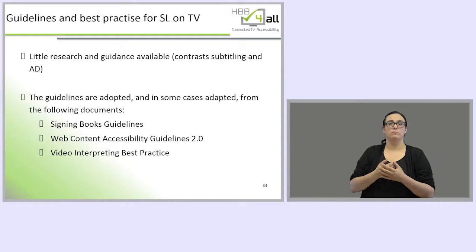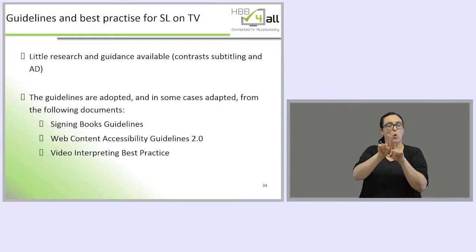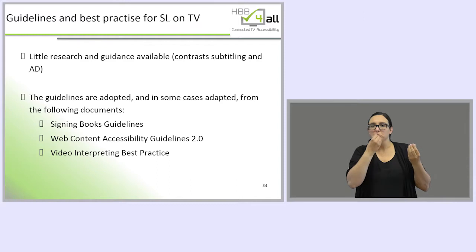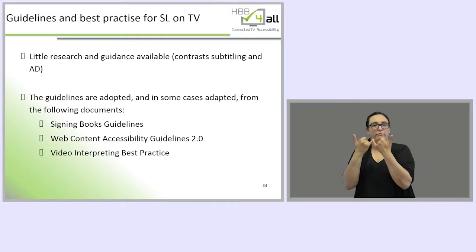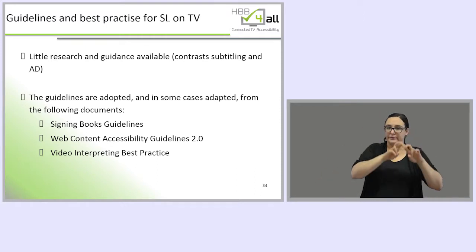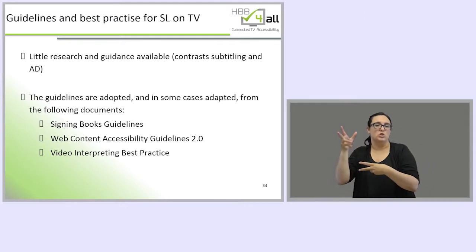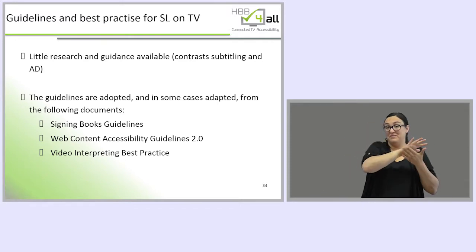So what we will do is show you different possibilities of these different formats for inserting sign language on screen, and we will point out which of the practices grant a better accessibility and which may jeopardize accessibility. The truth is that there is little research and guidance available, and this contrasts with the big amount of research that has been carried out for subtitling and AD. And we really hope that research on sign language on TV is developed.